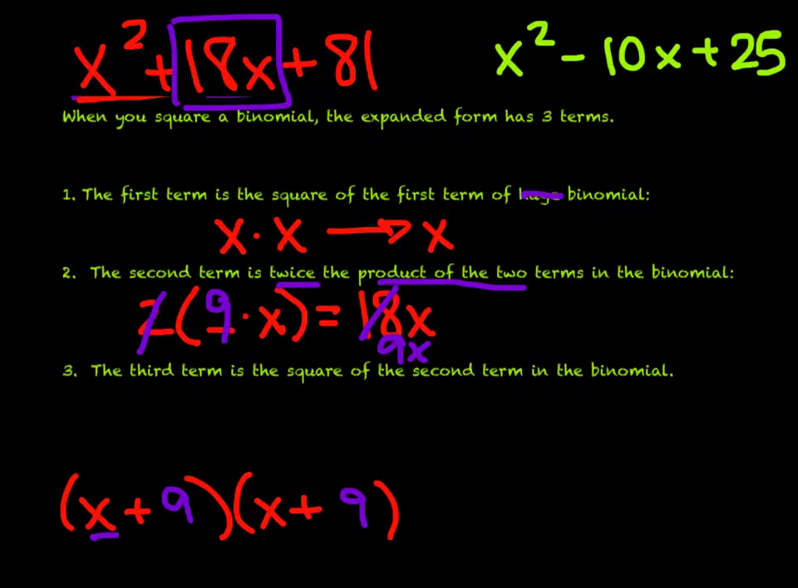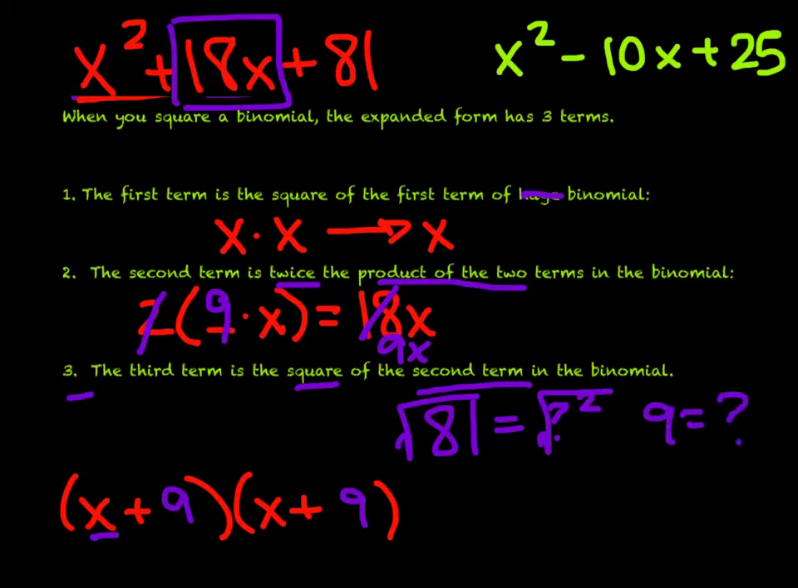So we could essentially say x plus 9 times x plus 9 is our binomial, but we should maybe check our work with this third step. It says the third term is the square of the second term. So if we look at 81, that needs to be our term that we don't know squared. If we take the square root of both sides, we get 9 would be equal to that term we didn't know. So we can say our final answer is x plus 9 times x plus 9. Simple as that. And that will get us exactly what we have up at the top of our screen.